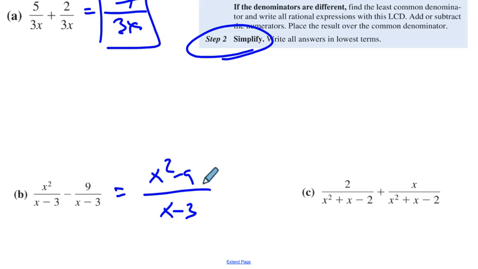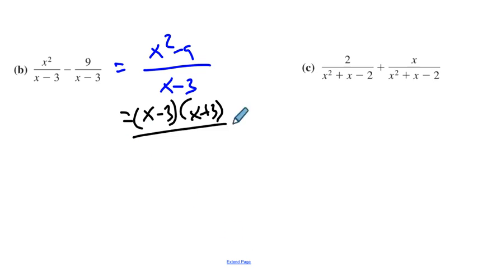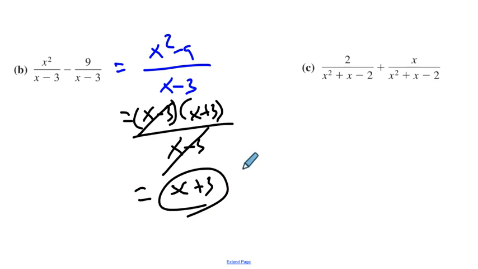So if we factor the numerator, we should see that this is a difference of 2 squares. So that's x minus 3 and x plus 3. And then that's all over x minus 3, which means now, as you can see, we are left with just x plus 3 on top. And there we go.